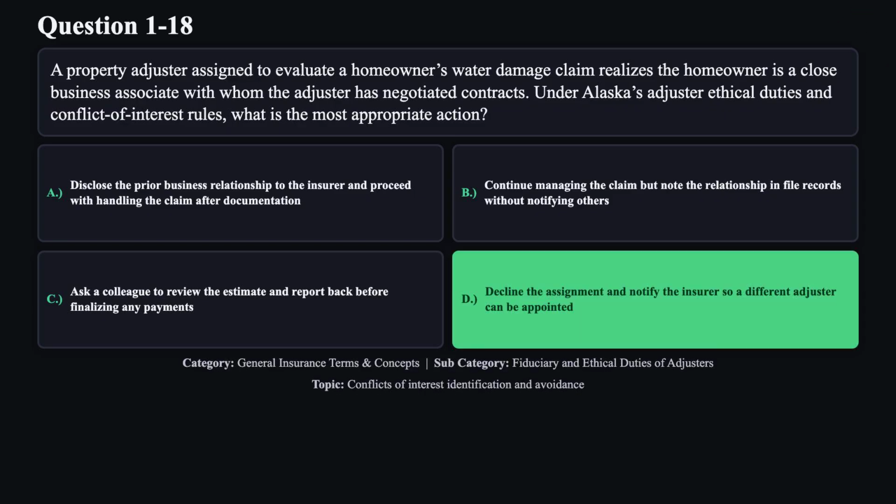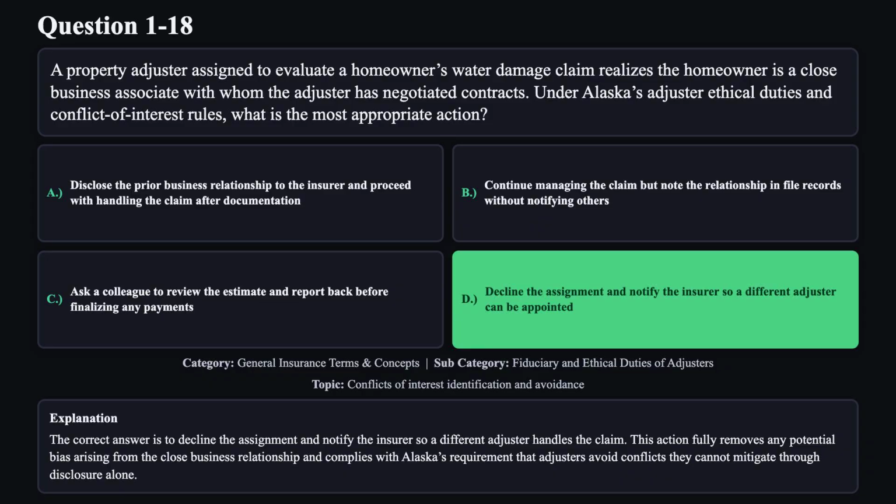The correct answer is D. The correct answer is to decline the assignment and notify the insurer so a different adjuster handles the claim. This action fully removes any potential bias arising from the close business relationship and complies with Alaska's requirement that adjusters avoid conflicts they cannot mitigate through disclosure alone.